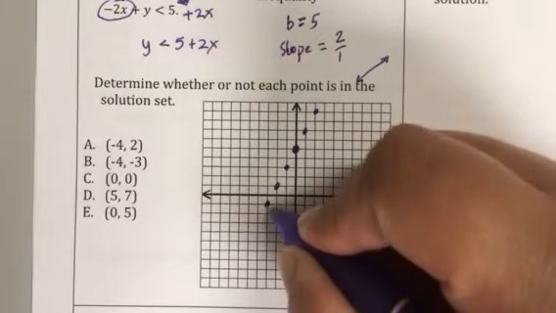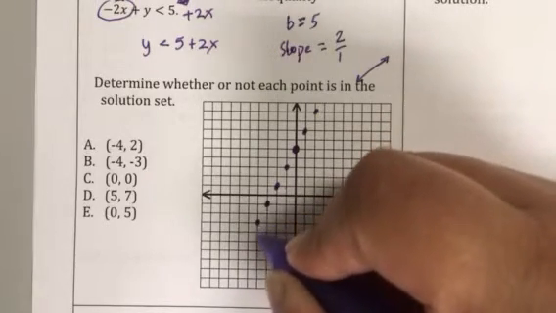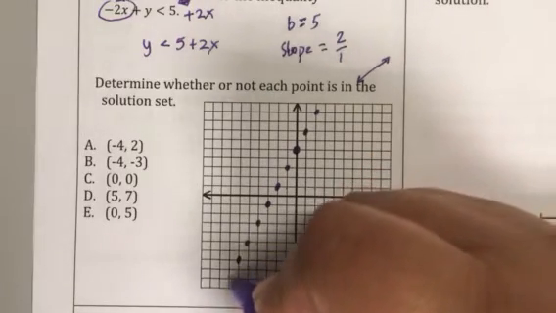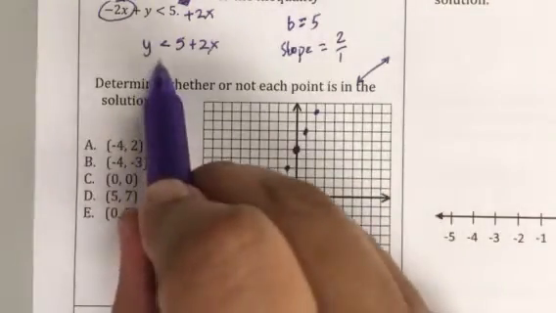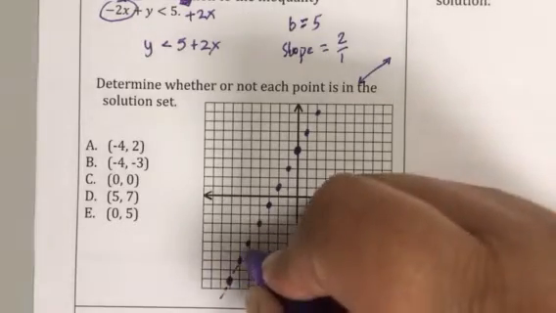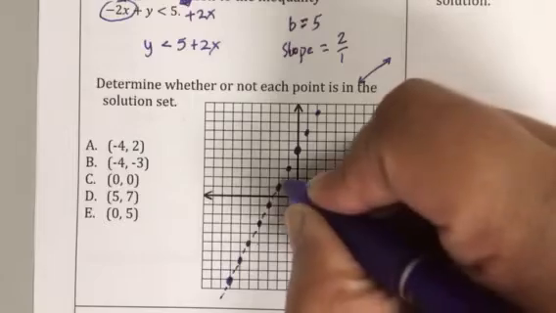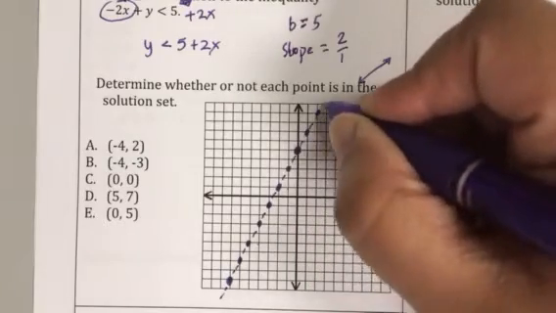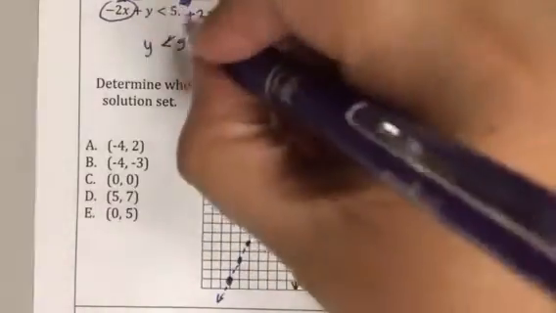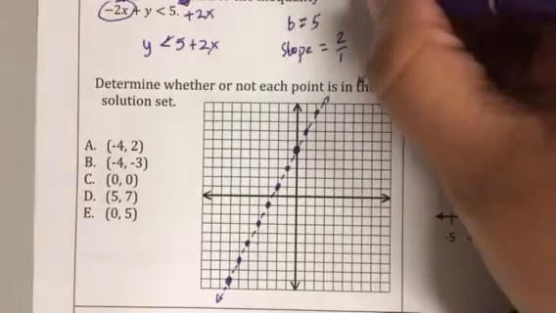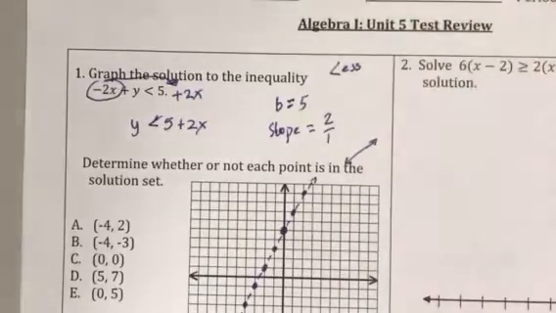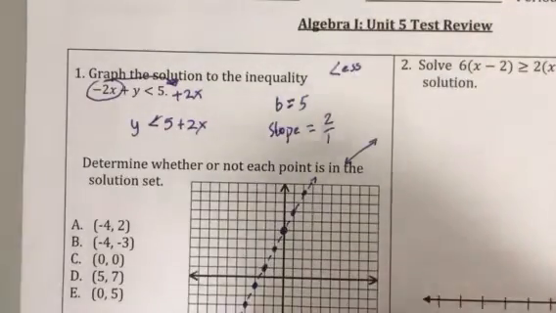The reason I know that I go left is because if I went right after going down, it wouldn't create a line. And because there's not a line underneath, I know that this is a dotted line. Let me write it a little bit bigger. This is less than, so that means we're going to shade below. So I'm going to shade all of this below.